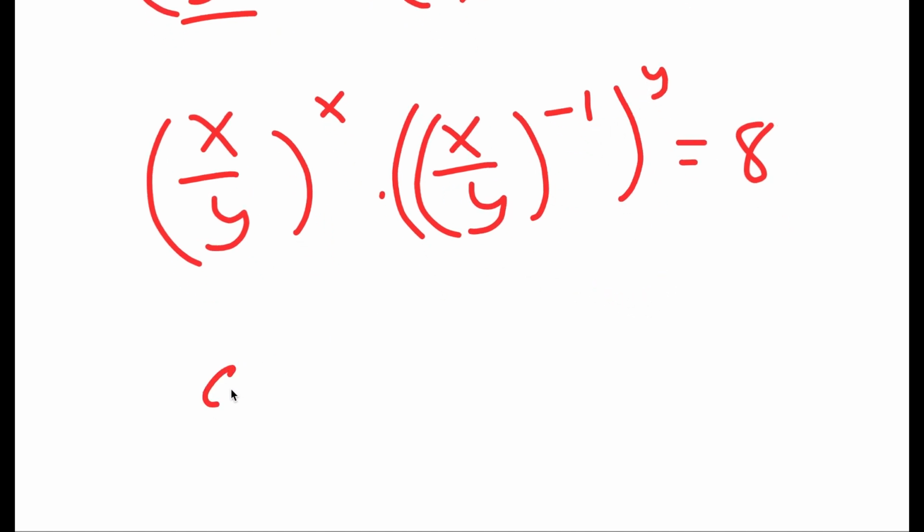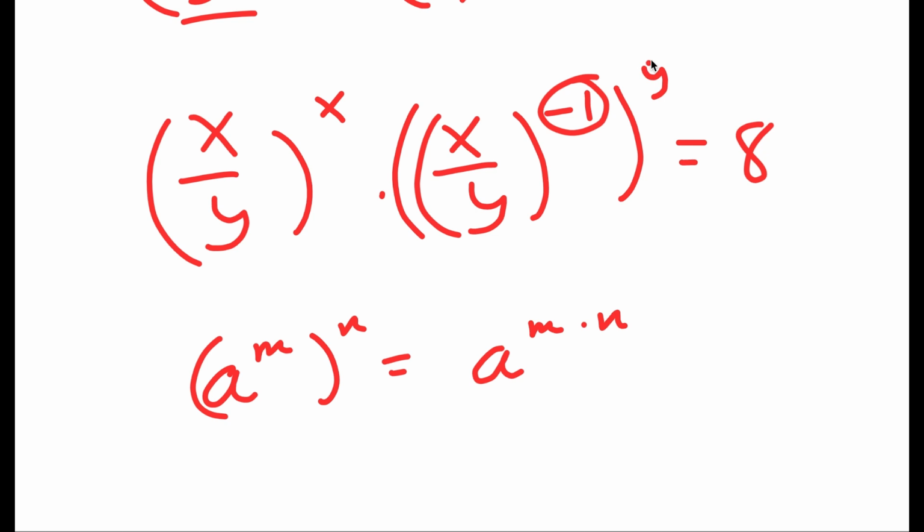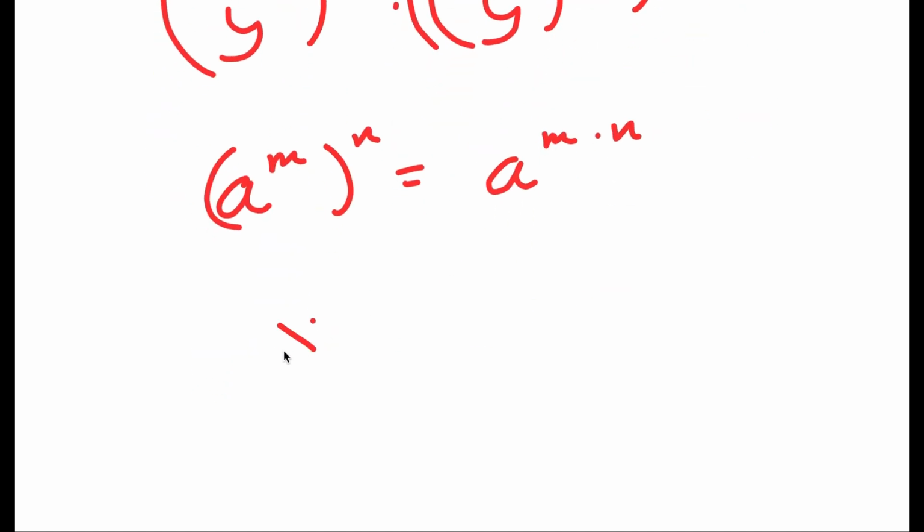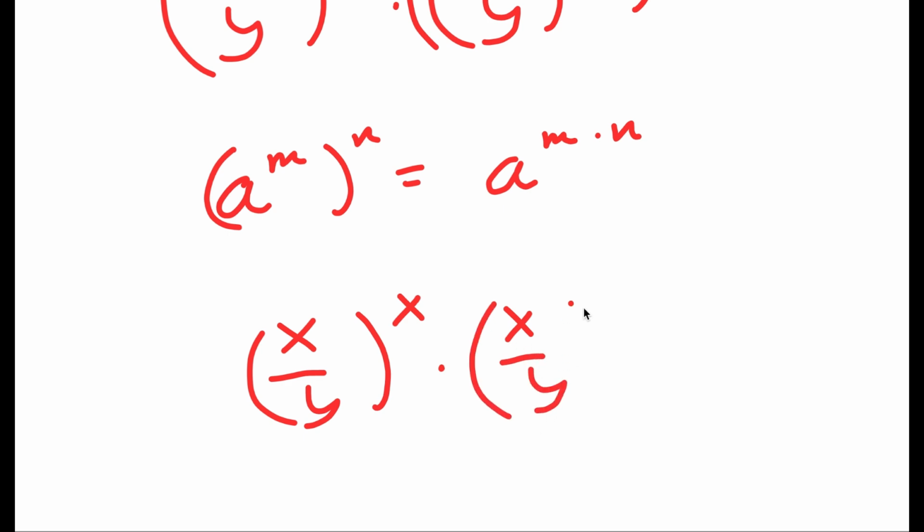And now, if I have something in the form a to the power of m to the power of n, this is equal to a to the power of m times n. So basically, these two multiply, and I get x over y to the power of x times x over y to the power of negative y is equal to 8.